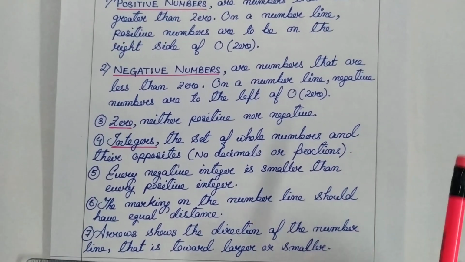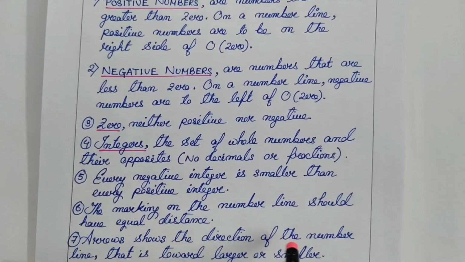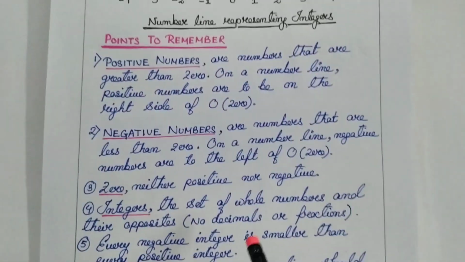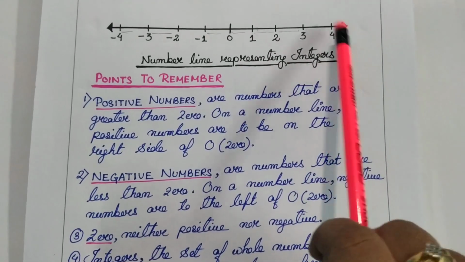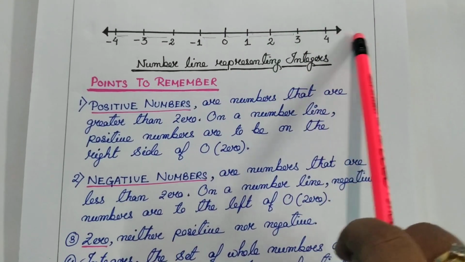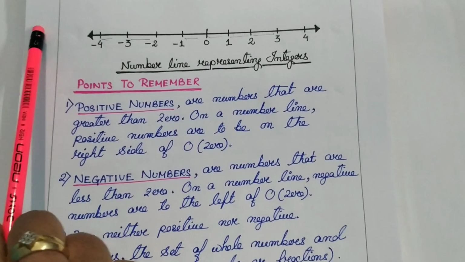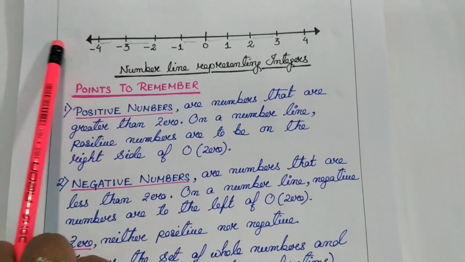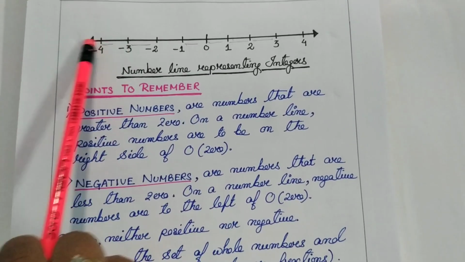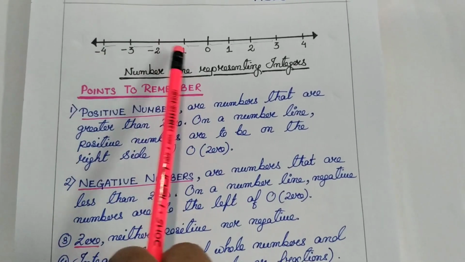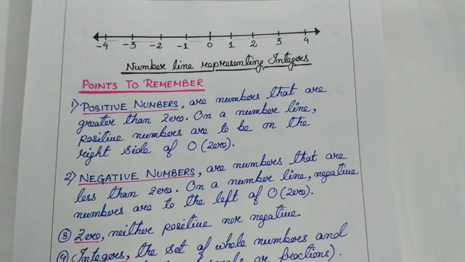Then the arrow shows the direction of the number line, that is toward larger or toward smaller. This arrow shows the larger side. And this arrow shows which side? Smaller side. It moves toward the left and it decreases more, till infinity.